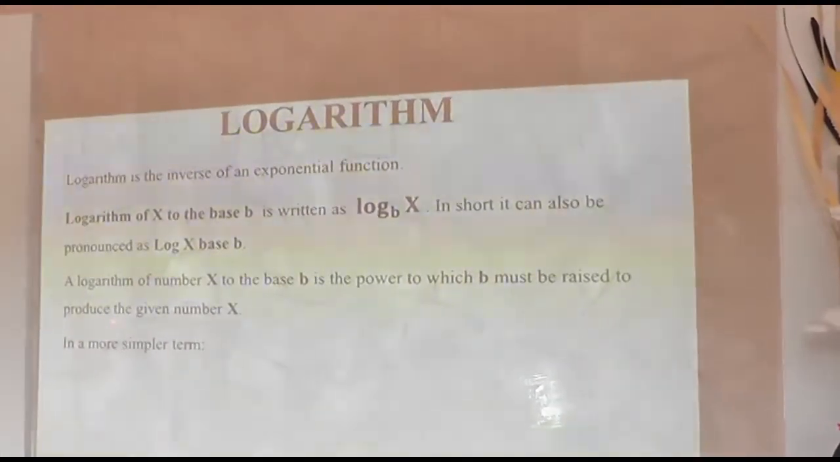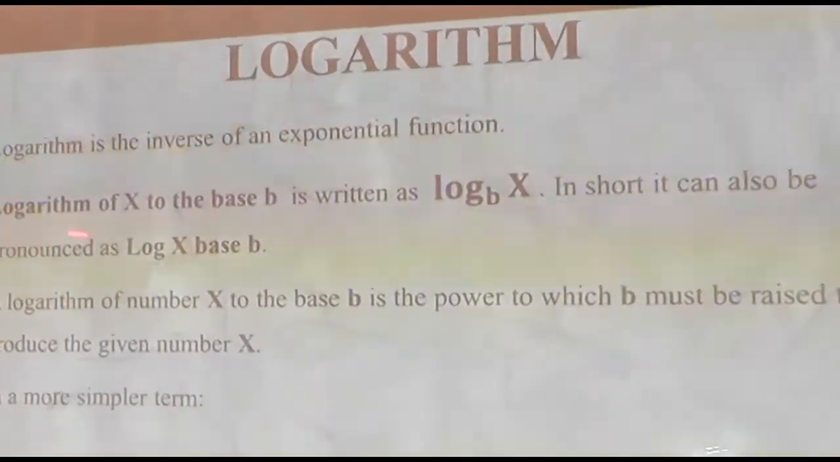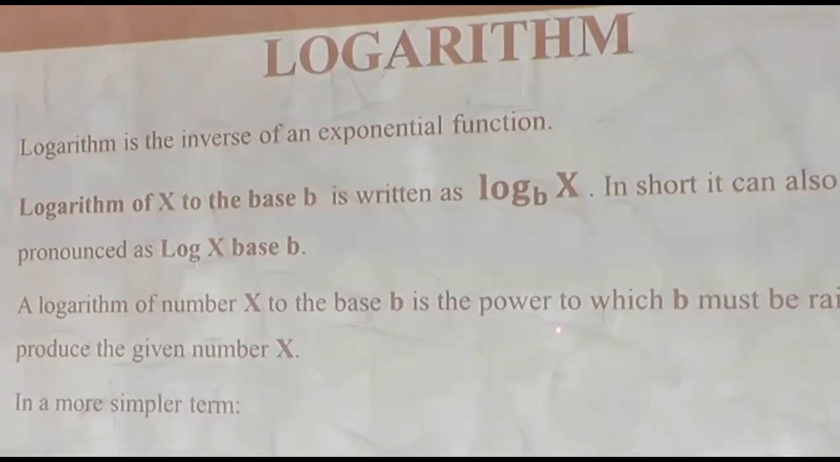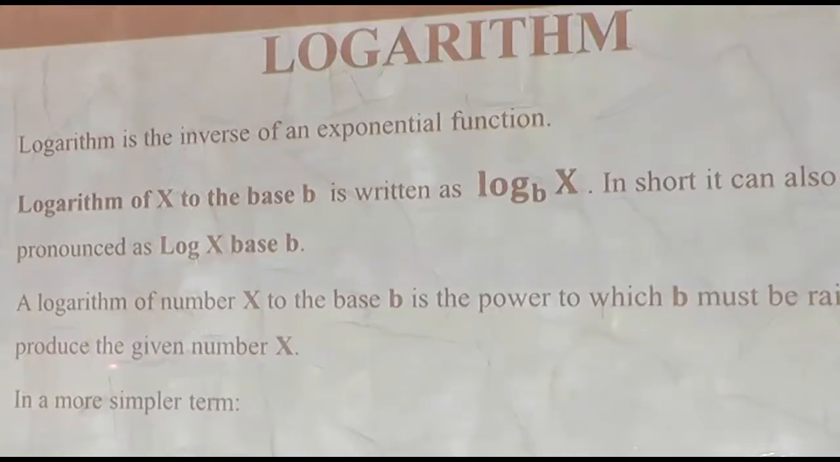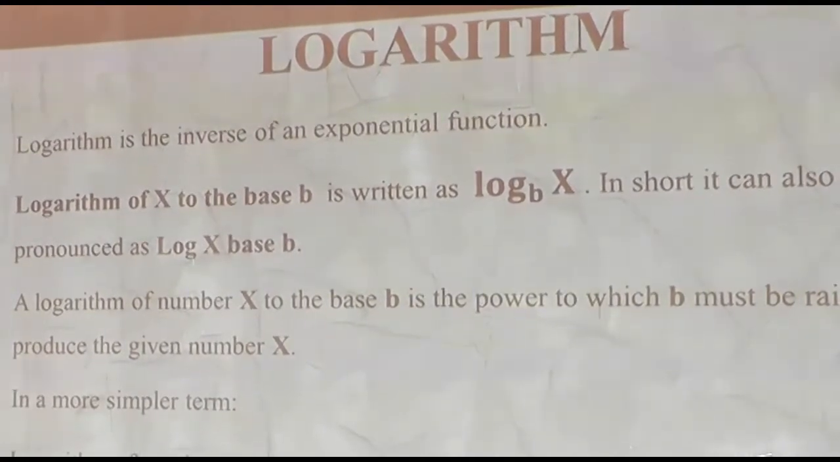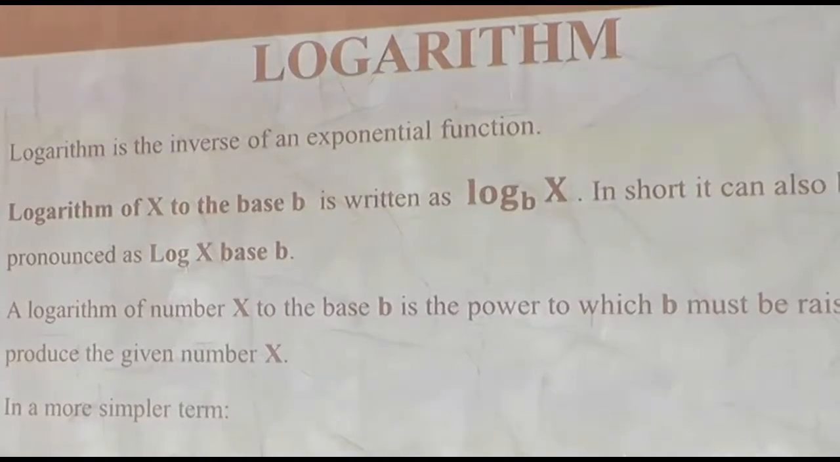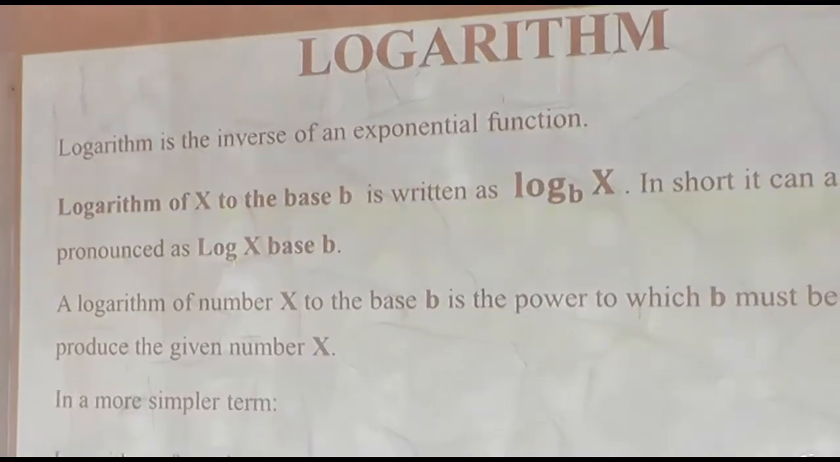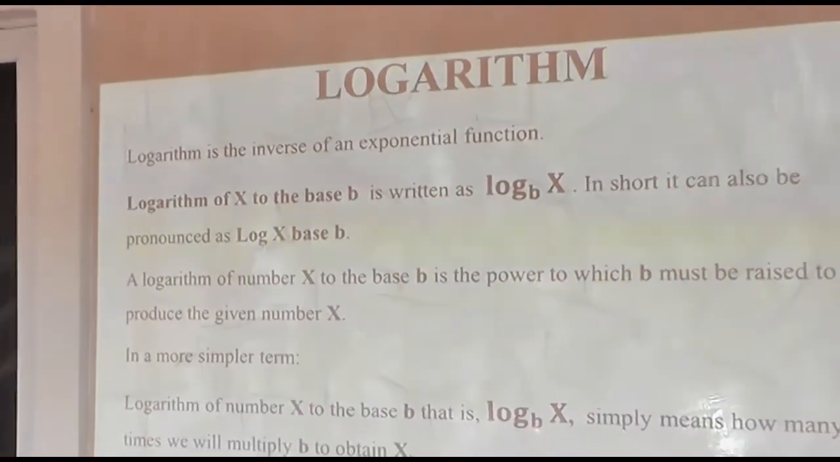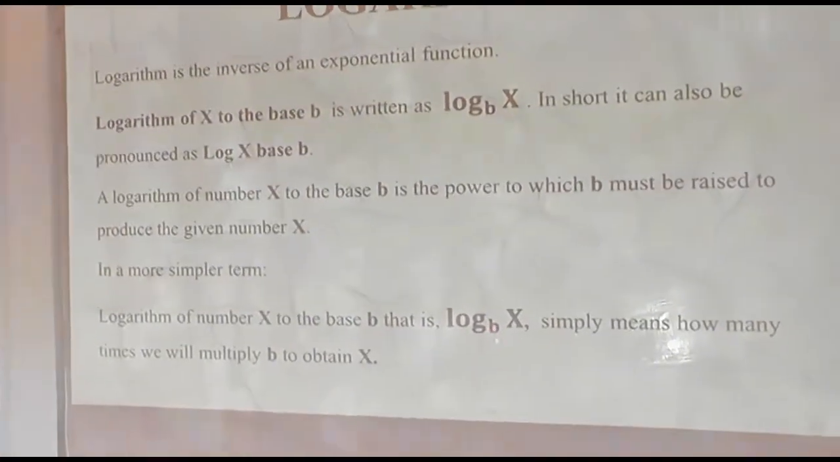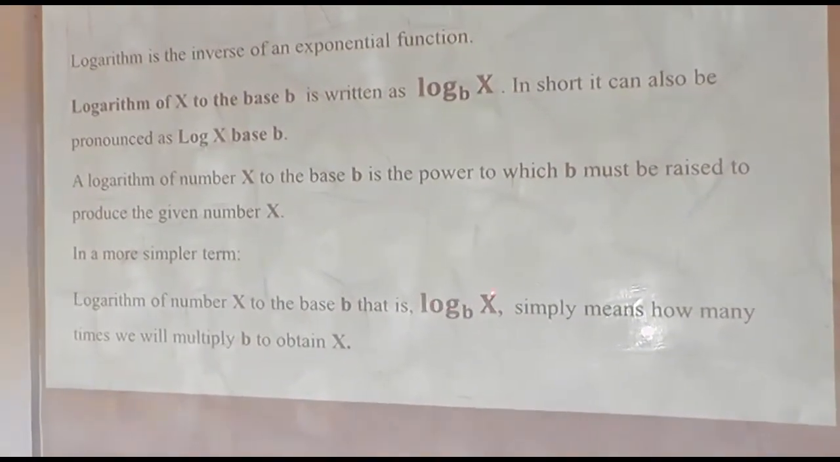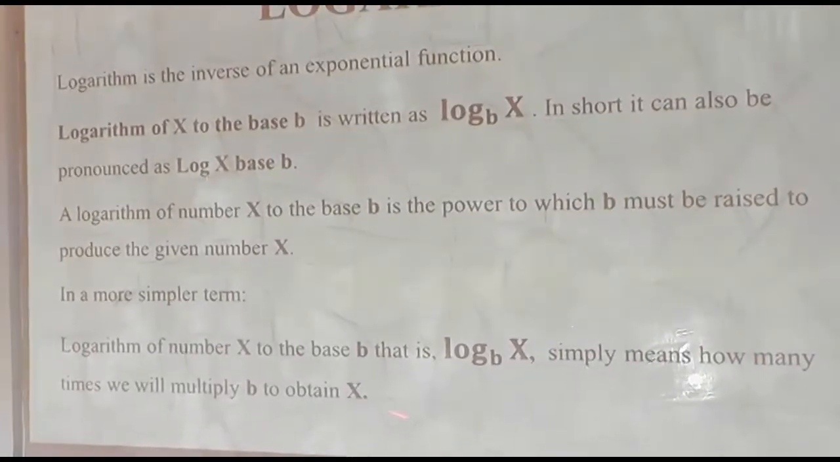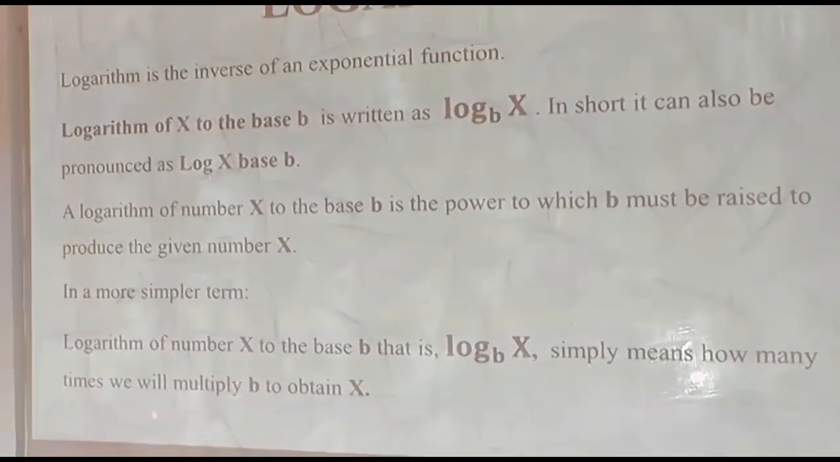So here, the logarithm of a number x to base b is the power to which b must be raised to produce the given number x. Now we'll get to understand it better when we proceed. The logarithm of x to the base b is written this way: log x base b. The subscript here is the base. So log x base b simply means how many times we multiply b to obtain x. That's why we said logarithm simply means power.